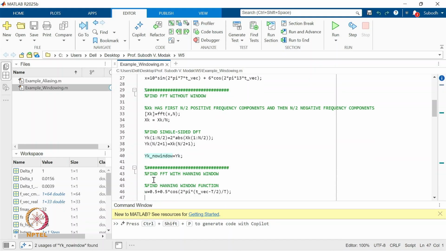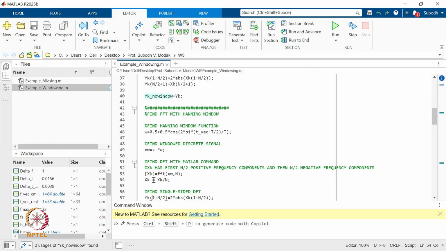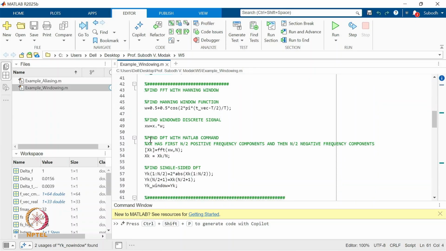After this, I am finding the FFT with window, okay, you can see here. First I am defining the Hanning window, because that is what is specified in the example, to use the Hanning window function. So, in place of t I am writing tvec, so that it will find a discrete window function over the record length t, right. So, it finds a discrete window function, and then I am multiplying the original signal x with the window signal.